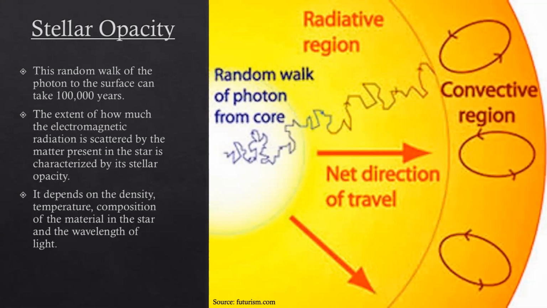So obviously the extent of how much that radiation is scattered is characterized by the opacity, how opaque the materials are inside the star. The opacity will depend on the density, on the temperature, on the composition of the material in the star, and also the wavelength of light.